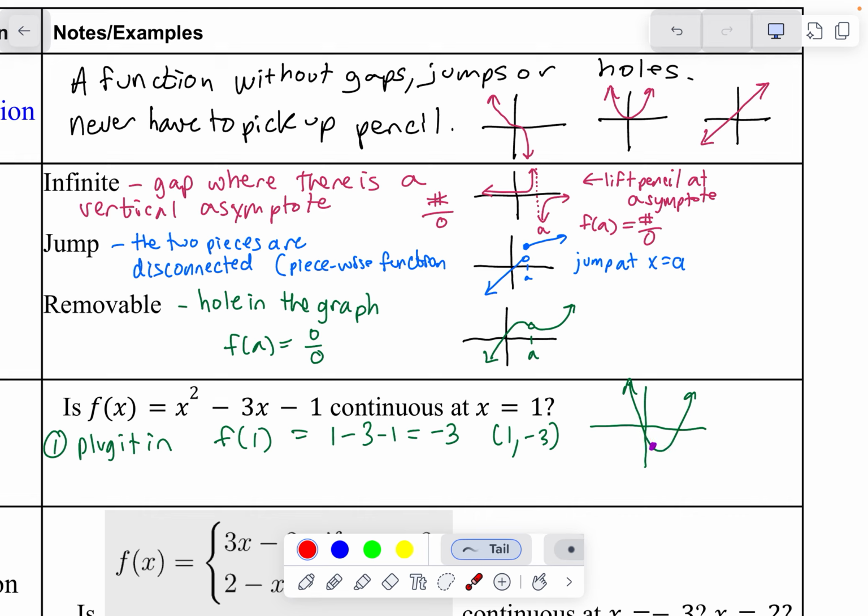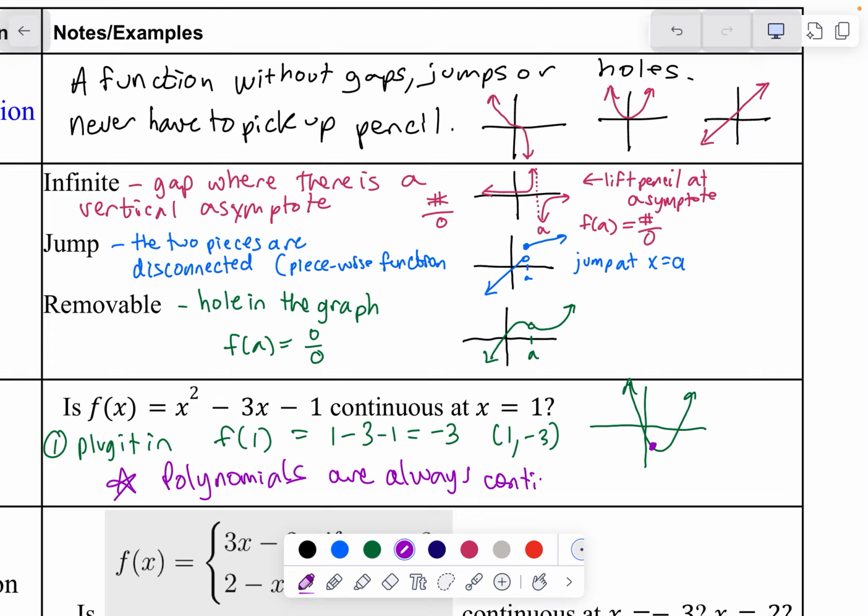There's no issues there. And some things to remember. This is a polynomial. Polynomials are always continuous. Now, what makes it a polynomial? So x squared minus 3x minus 1 is a polynomial. If all of the powers are whole numbers, there are no fractional powers or x's in a denominator. X squared minus 3x minus 1, 2x plus 4, x to the 5th minus 4x plus 3. All those very nice ones are always going to be continuous. They don't have holes, they don't have gaps, they don't have anything that would mess them up.